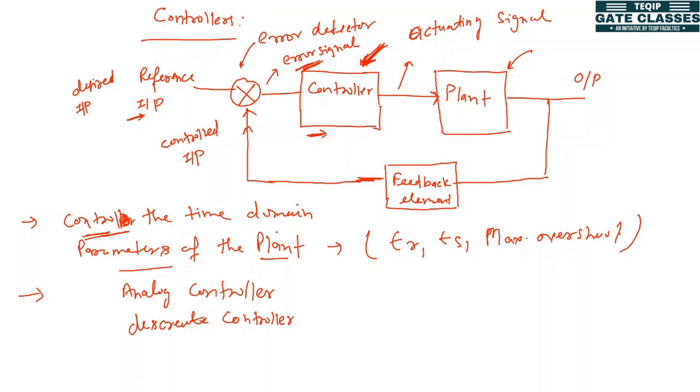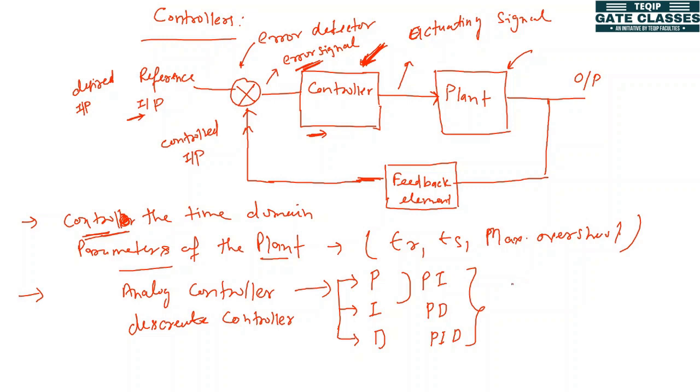Now here we only study the analog controller. For analog controllers, we basically discuss here the proportional controller, integral controller, and the derivative controller. We also discuss the combinations of these: PI controller, PD controller, and PID controller. So these 6 types of controller we will study here.